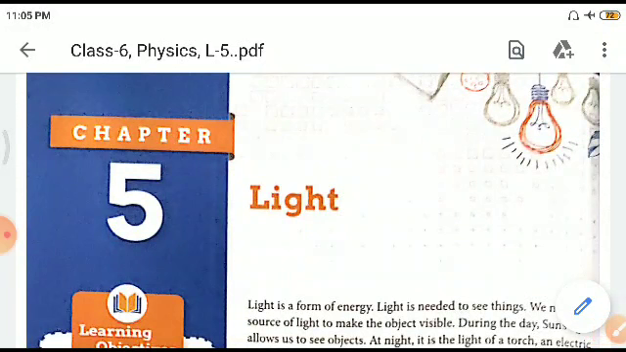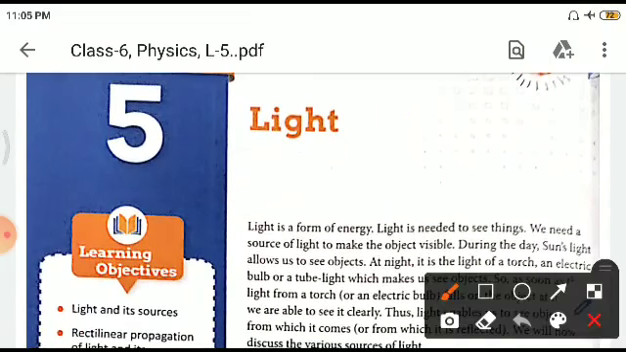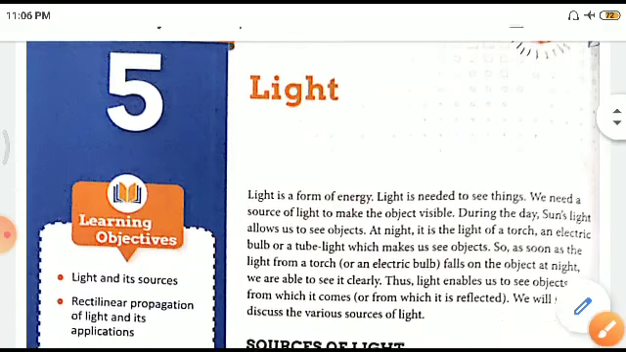Now, children, you all know that light is a form of energy, right? And this is very, very important for you to remember that it's a type of energy which enables us to see things, right? Without light, we won't be able to see anything, right? And the world will be a very dark place for us to live, right?